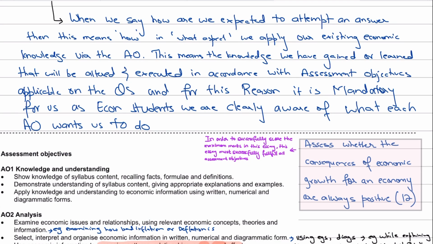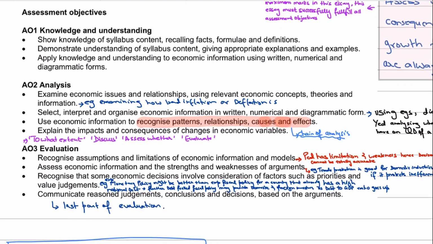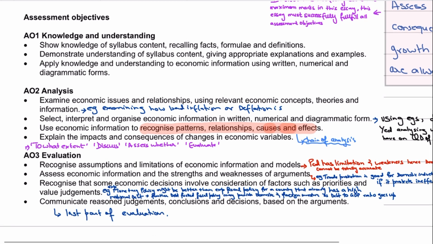And for this reason, it is mandatory as economics students that we are clearly aware of what each assessment objective wants us to do and what assessment objectives are. And I want you all to watch the video to the end. So guys, like I said before, we have three assessment objectives, assessment objective 1, 2 and 3.